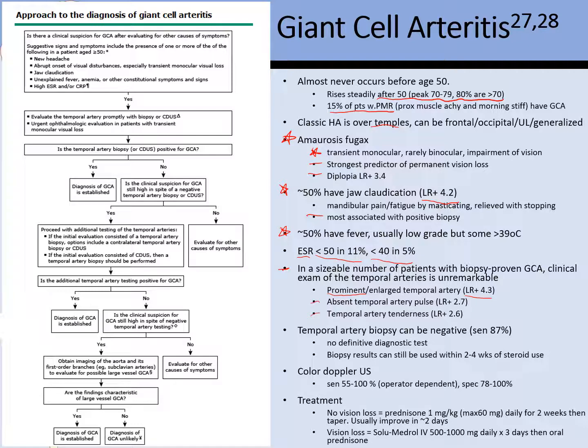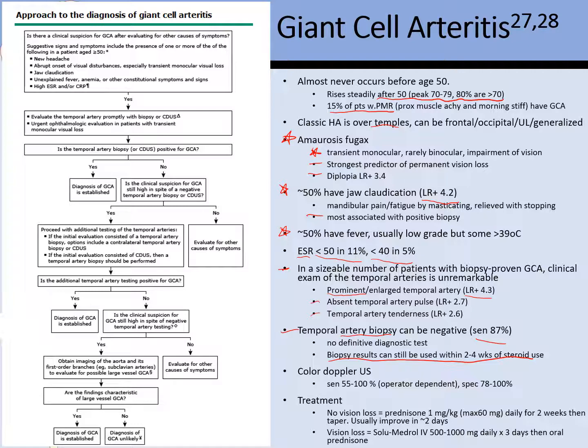The typical study is a temporal artery biopsy, but can often be negative and only has a sensitivity of 87%. Luckily, we can treat this disorder with steroids while waiting for the biopsy to be performed. However, it should be done within a couple weeks, and so you should consult a specialist to get it arranged, such as a general surgeon.